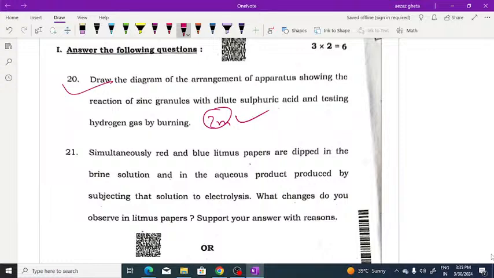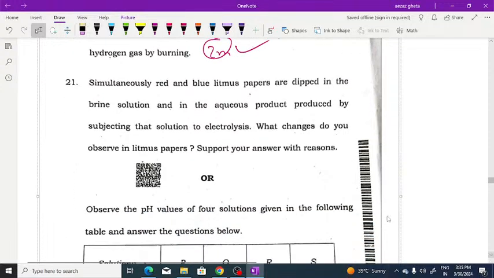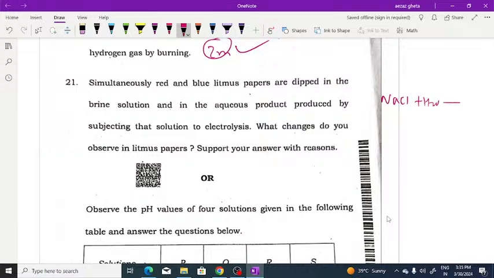In this 21st question, we have a choice. Simultaneously, red and blue litmus paper are dipped in brine solution. Brine solution is nothing but sodium chloride in water, NaCl plus water. When red and blue litmus paper are dipped in the brine solution, no changes will come, because it is neutral. Sodium chloride is made from a strong acid and a strong base.